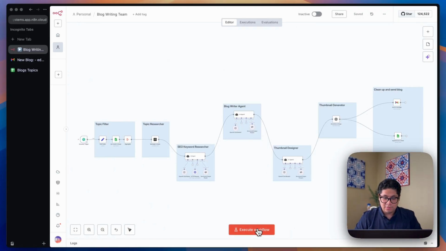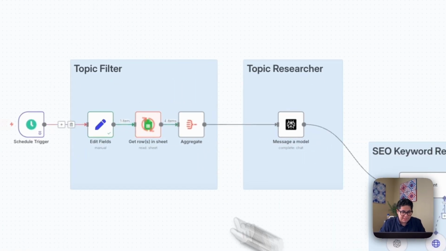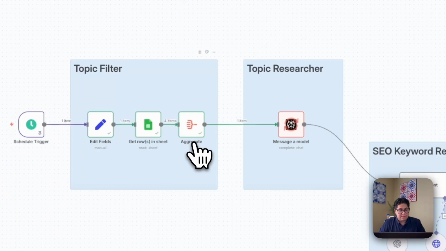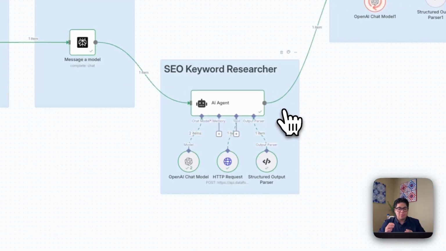So I'm going to execute the workflow. As you can see here, it triggers on a schedule. And then it's going to go ahead and pull some information, some topics that I've already written about from a spreadsheet. It's going to feed those into Perplexity to do research on a topic to write about. And then it's going to feed that topic and some of that context into a keyword researcher.